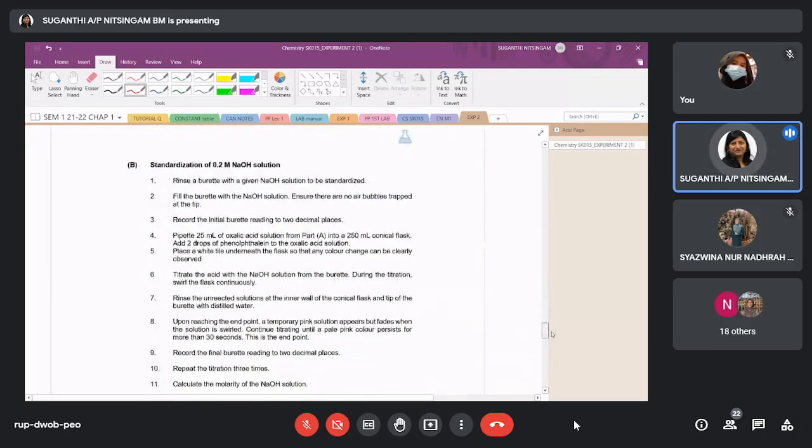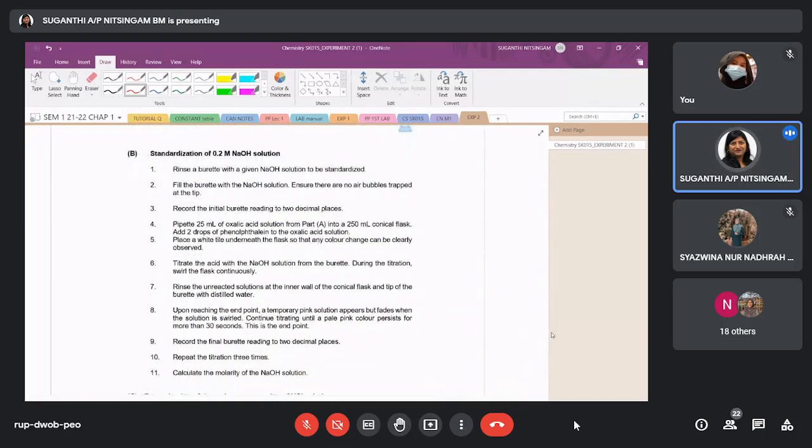Okay. Next, standardization of 0.2 molar NaOH. Rinse the burette with the given NaOH solution to be standardized. Fill the burette with NaOH solution. Ensure there is no air bubble. Okay, this is very important.